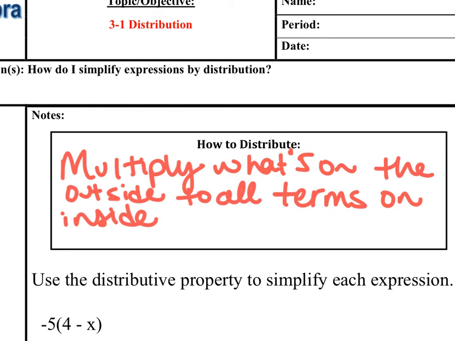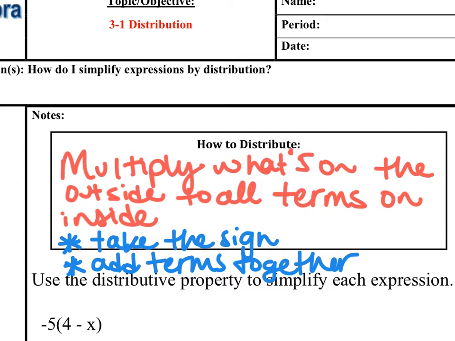There's especially two important things we want to remember, and they are to 1, take the sign, and 2, make sure we add our terms together. There's another thing that can help us remember how to distribute, and that is like thinking about chips and dip. When I am distributing, I know you don't normally want to do this, but you want to double or triple dip. So I'm going to write that down. I'll explain what it means in a second.